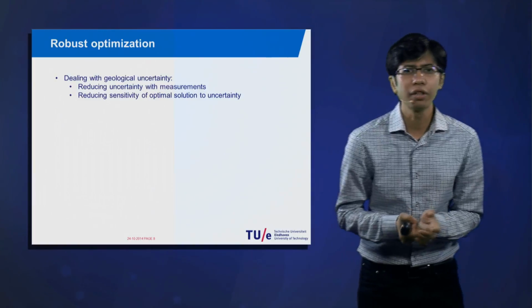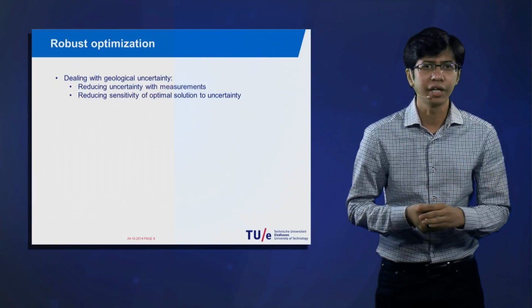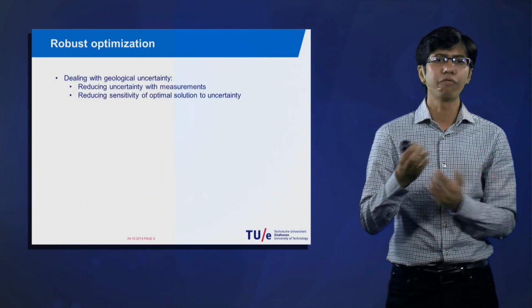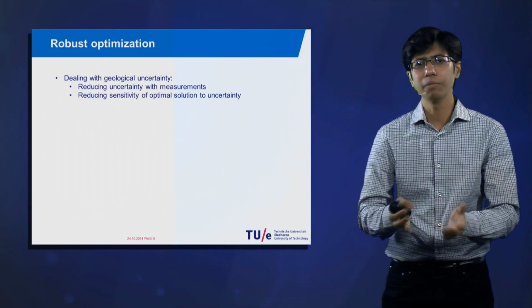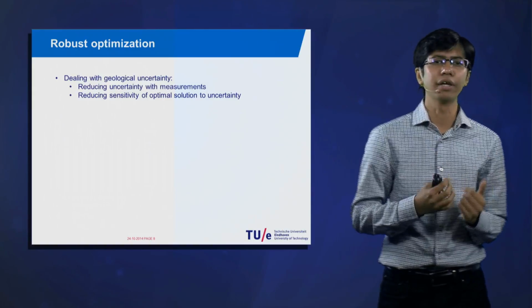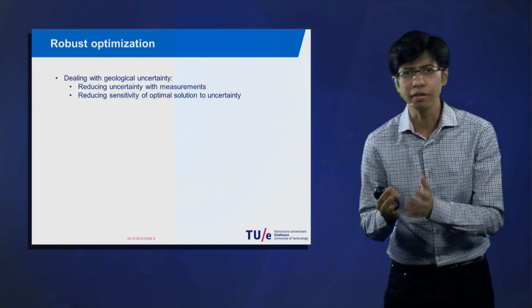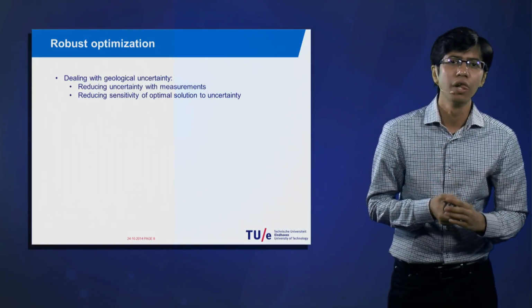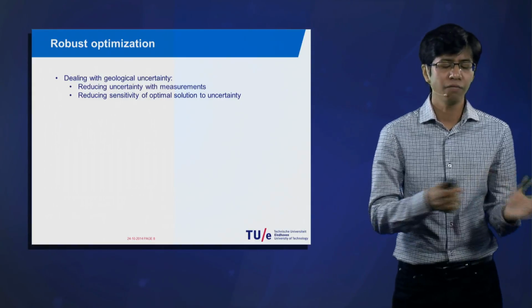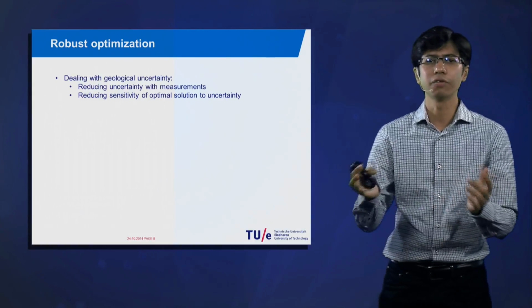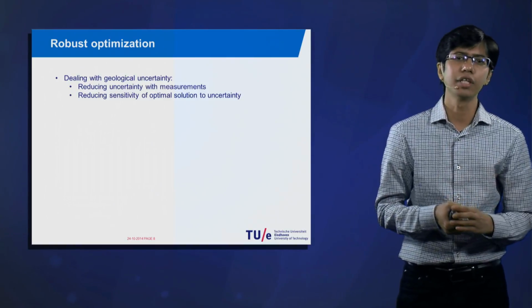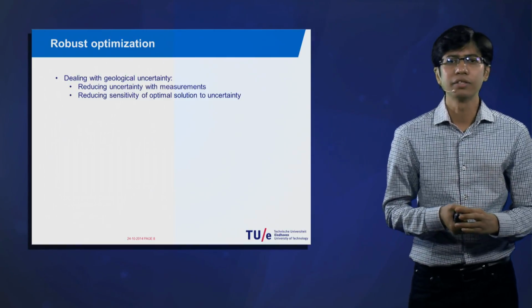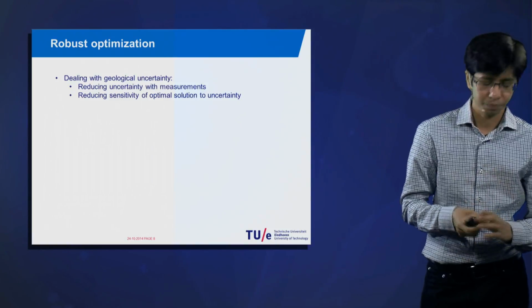Now, dealing with the geological uncertainty can be considered in two different ways. The first is really reducing the uncertainty by using measurements. The other is to reduce the sensitivity of the solution to the uncertainty. From now on, when I say reducing uncertainty, for the sake of simplicity, I mean the second part, reducing the sensitivity of the solution to the uncertainty, because I'm not using any measurement.